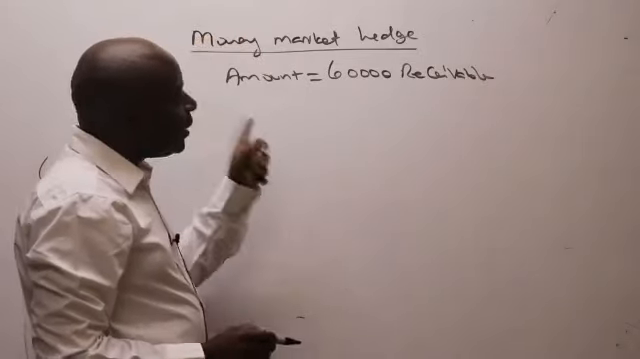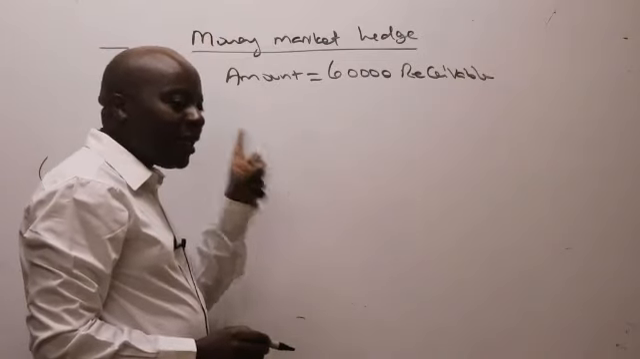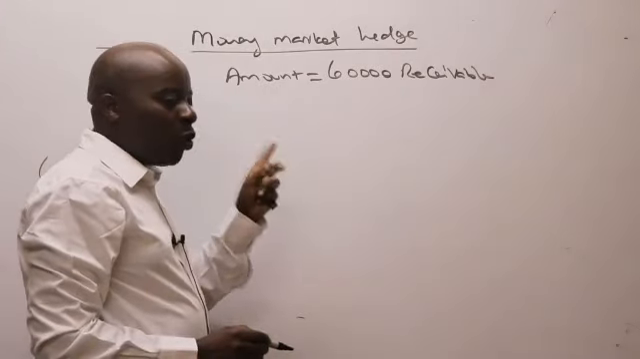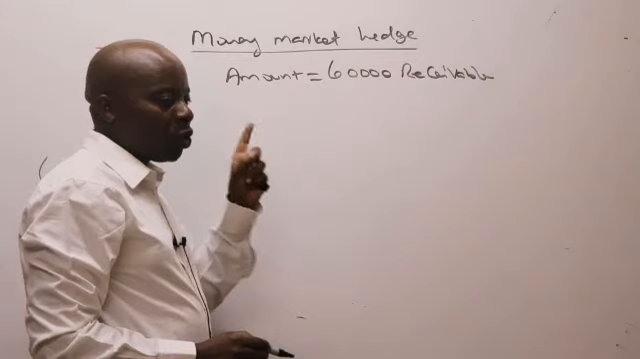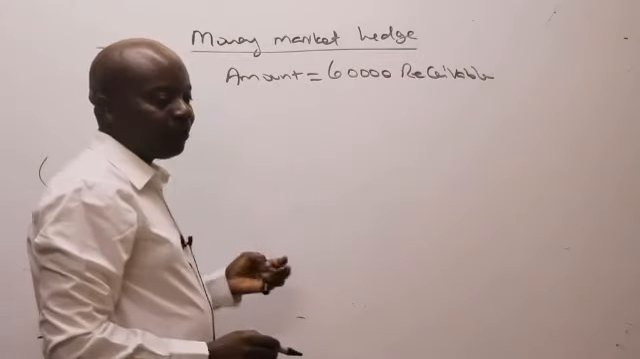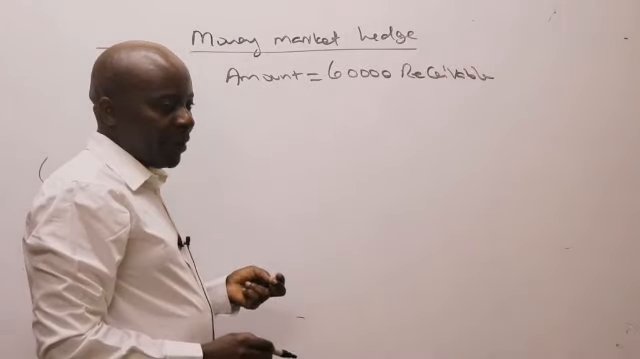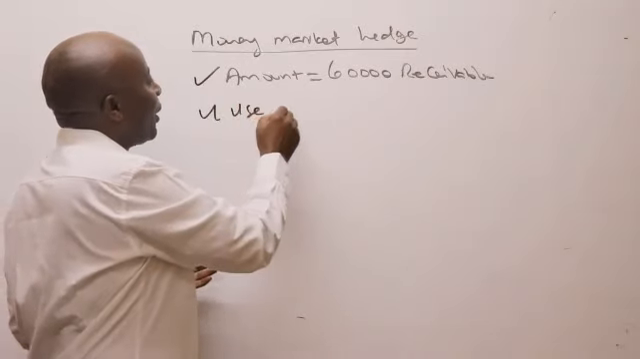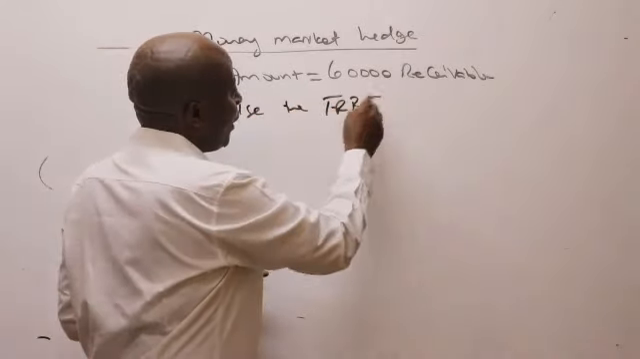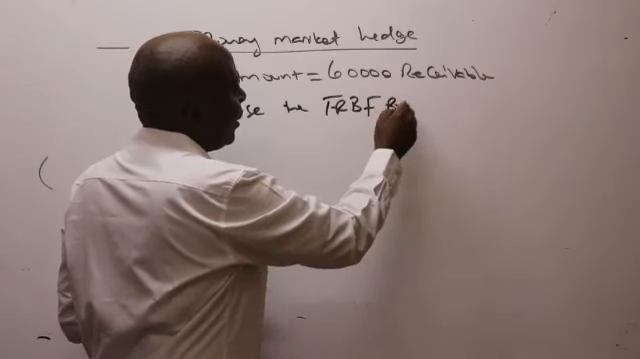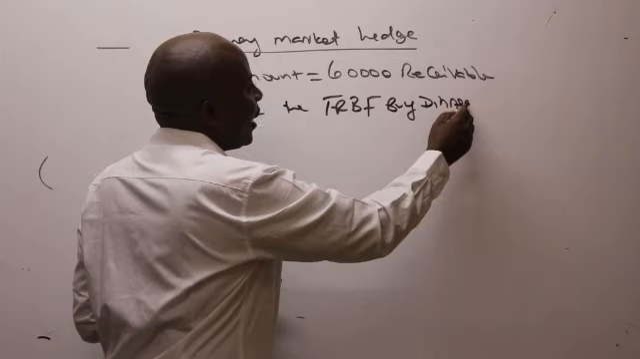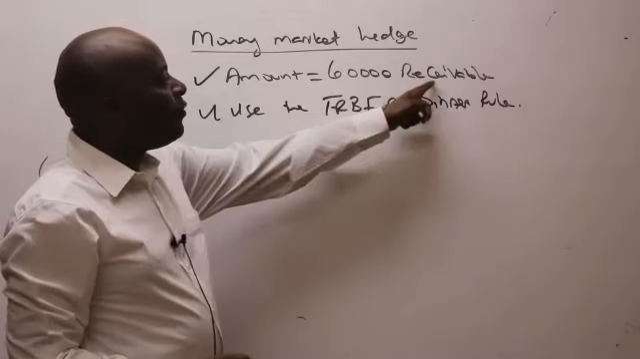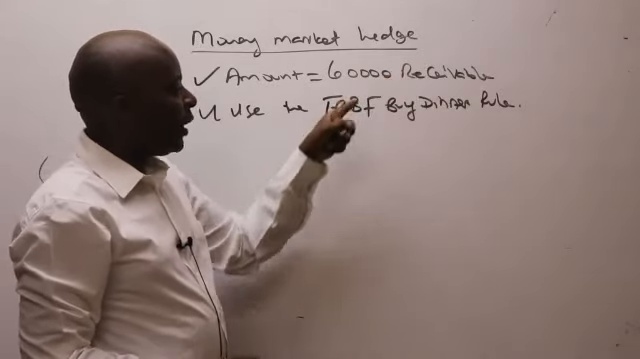Ladies and gentlemen, if that is the case, then tell me one thing. Which rule are we going to make use of here? Remember, money market has got two rules. I'm going to make use of the foreign boyfriend buys dinner rule, because it is a receivable. It's not a payable. If it was a payable, then I would have known what to do.